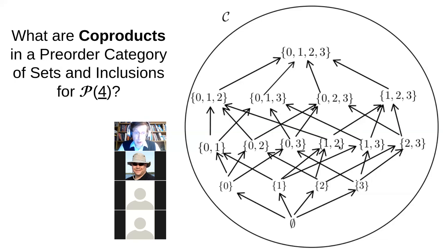What is the co-product here? I should have done them one at a time. What's the co-product here? Looking for the closest downstream thing to both. What would that be? Union. Exactly. What's the product of any two? It's the intersection.